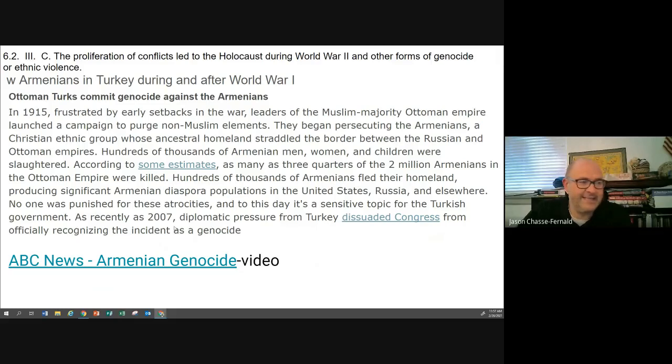In the United States, it did come up in Congress in 2007, that the U.S. should recognize it as an official event. Sometimes these things happen. You see official recognition by Congress sometimes of these kinds of events. However, it failed, and the Turkish government lobbied Congress and dissuaded them from doing it.